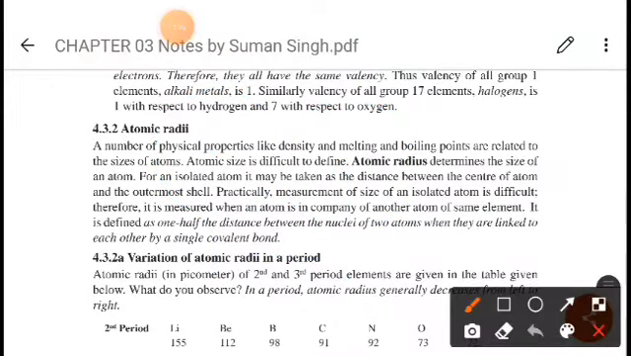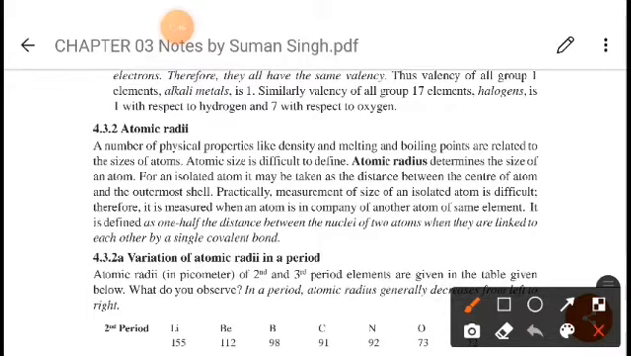So when we discuss the covalent radius, the term covalent is used to specify the size of an atom which is covalently linked. I hope you know what a covalent bond and an ionic bond are, right? So it is covalently linked to some other atom. If you want to define this covalent radius, we can define it like this.